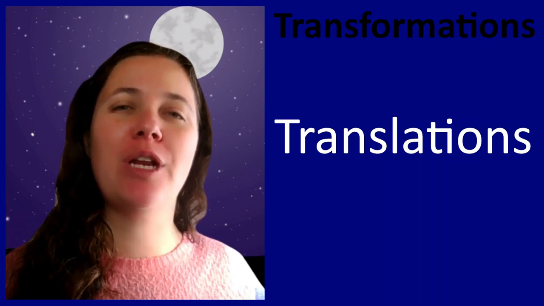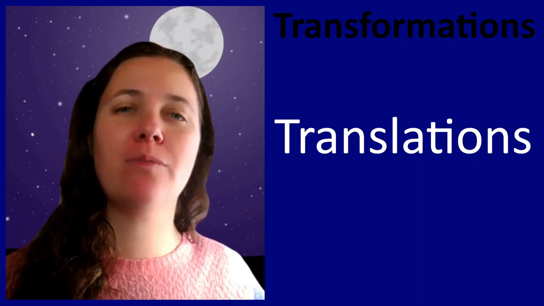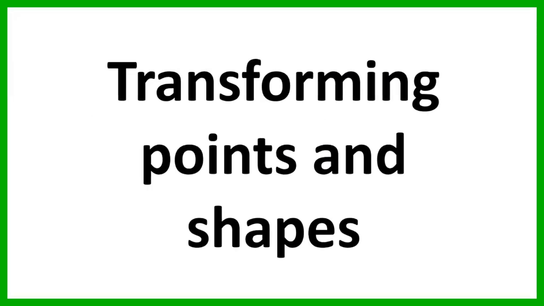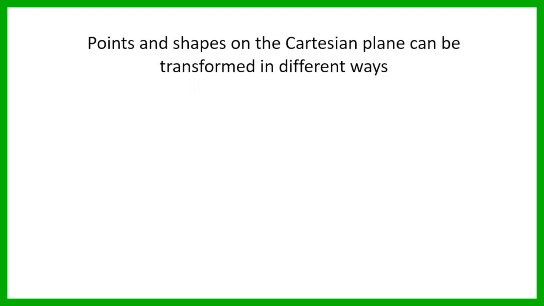Hi, today we're going to be learning about translations, which is part of the transformation geometry section. We're going to start off by talking about transforming points and shapes. Points and shapes on the Cartesian plane can be transformed in different ways. They can be translated, which means that they can be moved or shifted.